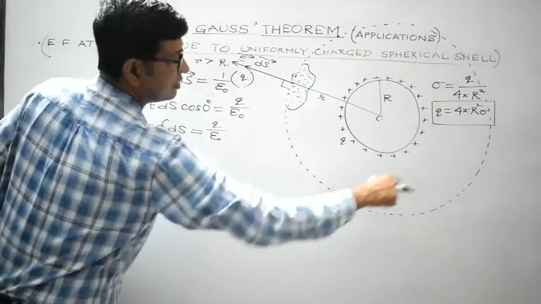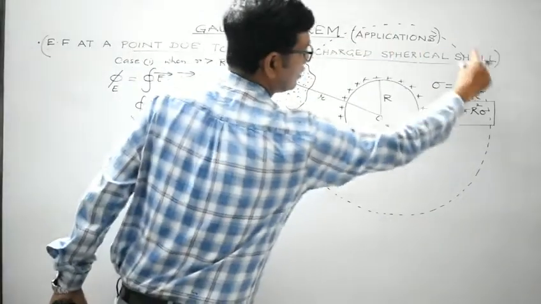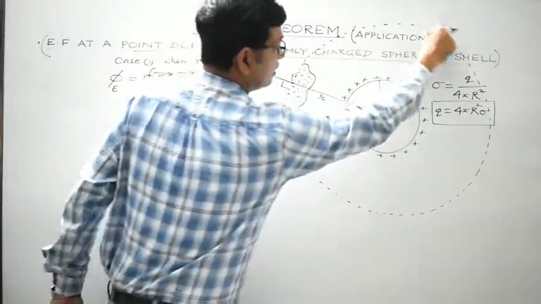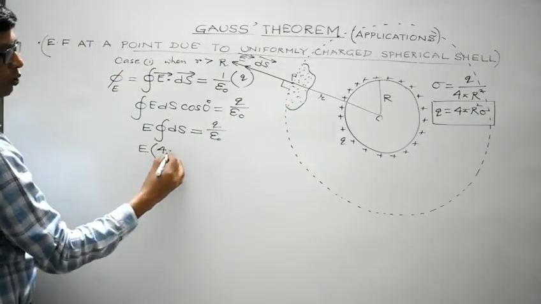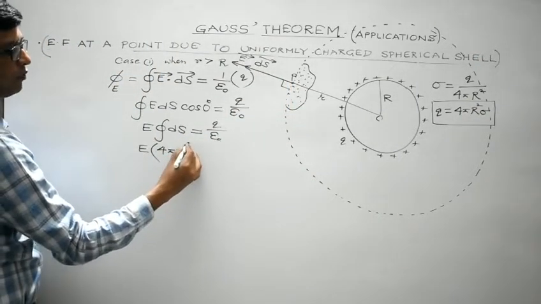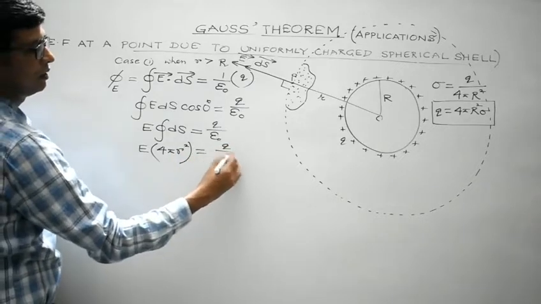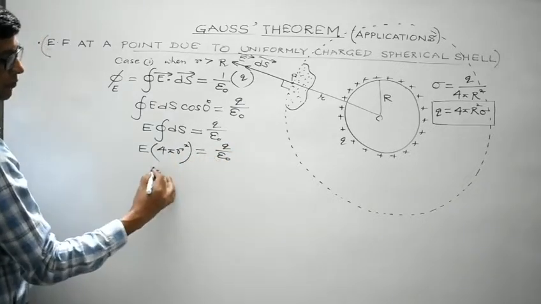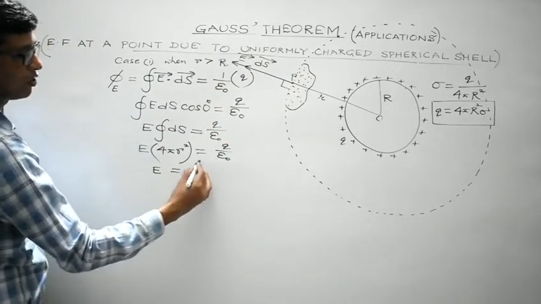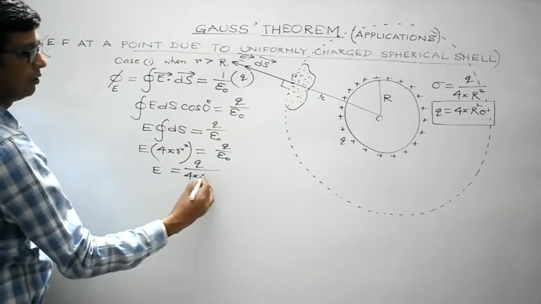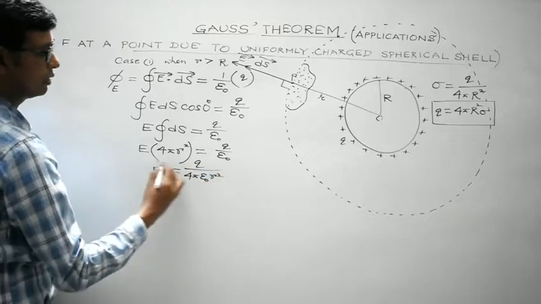Integration of ds will give us the total surface area of this Gaussian surface. The radius of this Gaussian surface is small r, so the total surface area of this Gaussian surface would be 4 pi small r square. Therefore, the electric field at point P, which is lying outside the uniformly charged spherical shell, would be given by Q over 4 pi epsilon r square.